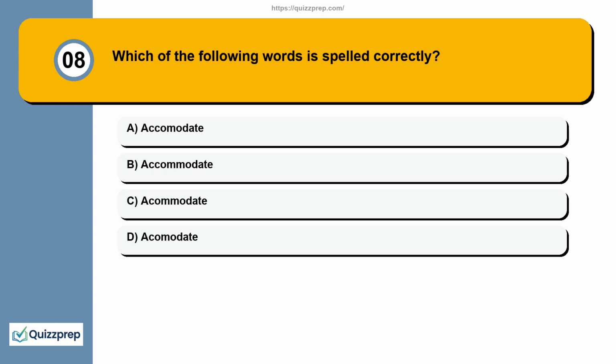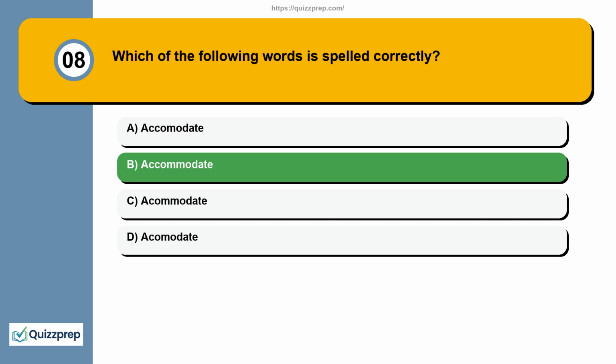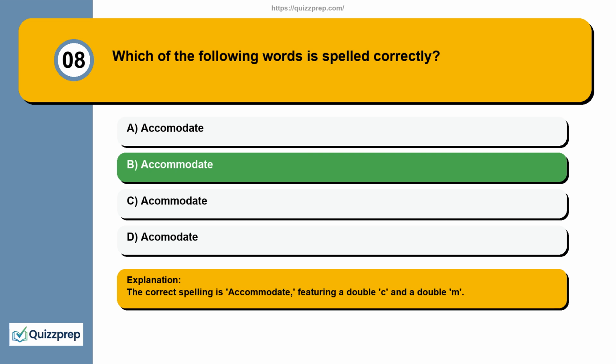Question 8. Which of the following words is spelled correctly? Here are your options. Option A. Accommodate. Option B. Accommodate. Option C. Accommodate. Option D. Accommodate. The correct answer is option B. Accommodate. Explanation. The correct spelling is accommodate, featuring a double C and a double M.